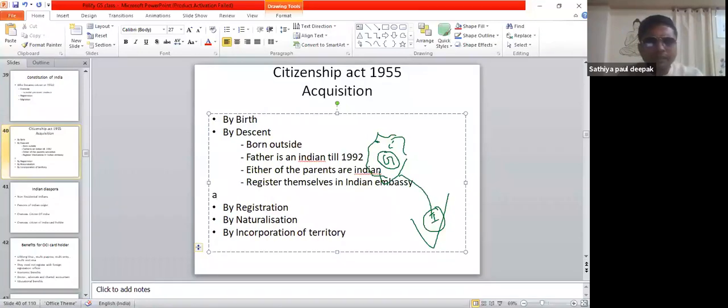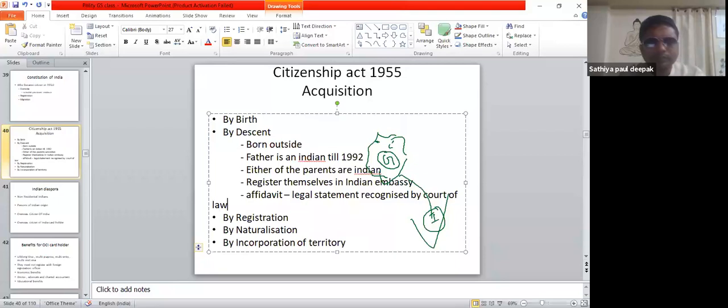What is an affidavit? An affidavit is a legal statement recognized by a court of law. In that statement, they have to say that they have not received the citizenship of any other country. Then only Indian citizenship will be granted. Now, you may ask a question, sir, what if they are lying in the affidavit? They have actually got the German citizenship and they want Indian citizenship also. There is a chance for them to lie, right? That is why we are saying the parent should submit an affidavit.